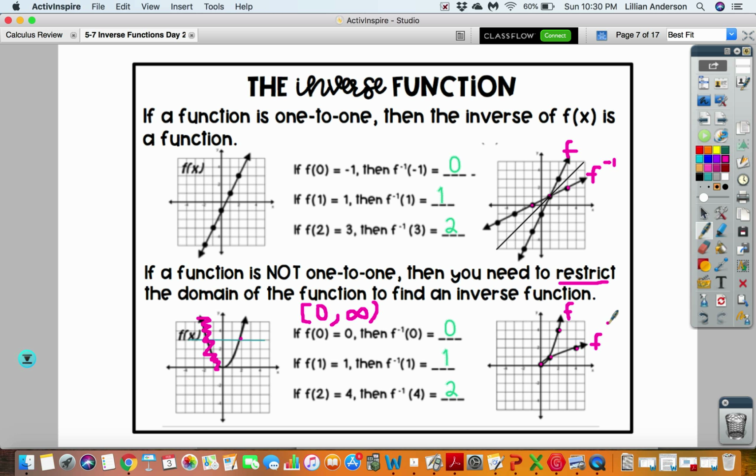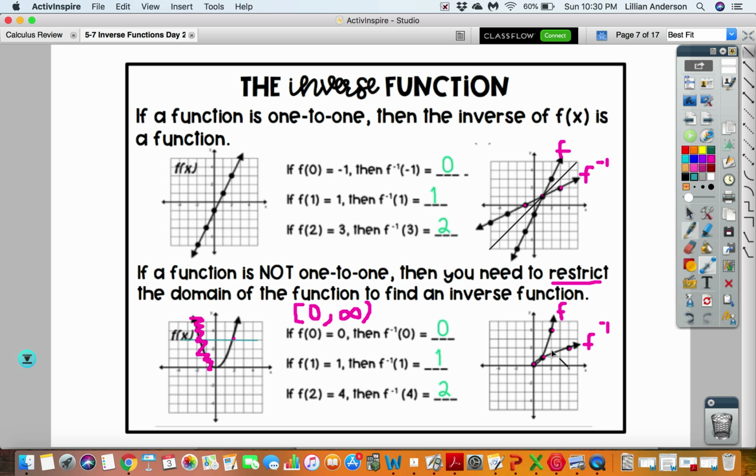And yes, it's still a reflection over the line y equals x, which goes straight through like so. When you're reflecting over that line, it's like you're pretty much taking your paper and folding it on that line y equals x.